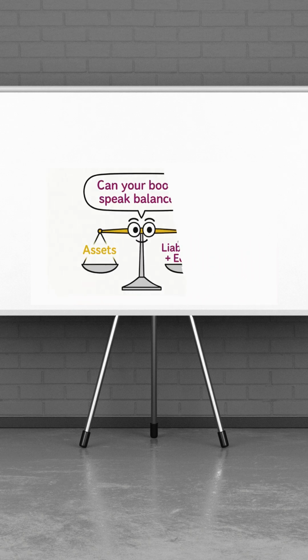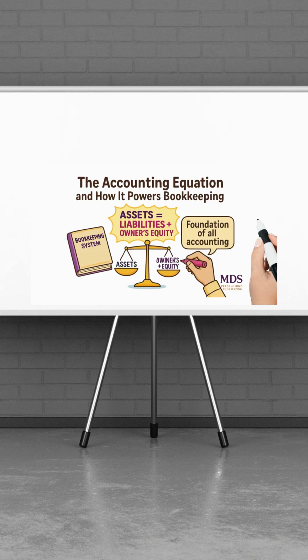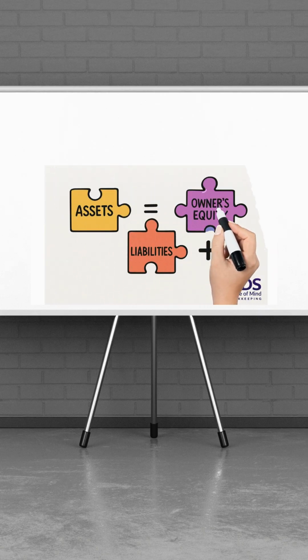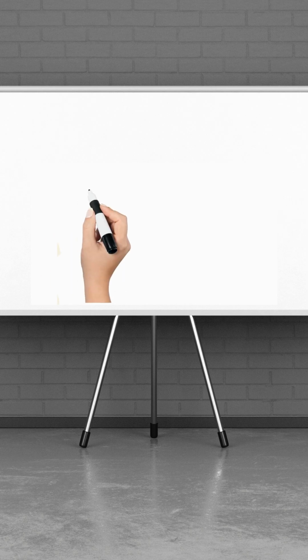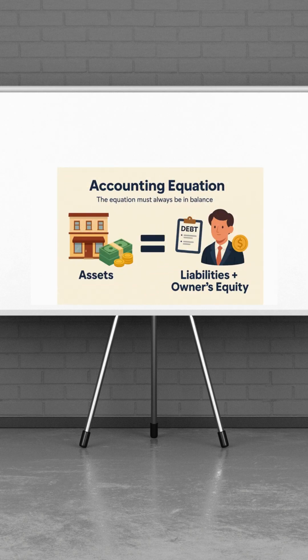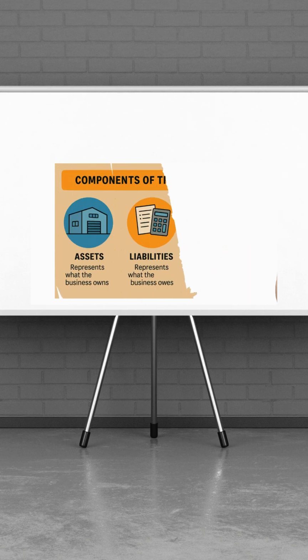Have you ever wondered what keeps a company's financial records honest and accurate? It's not magic. It's a simple but incredibly powerful rule at the heart of all bookkeeping. It's called the accounting equation. And once you understand it, you'll see your business finances in a whole new light.